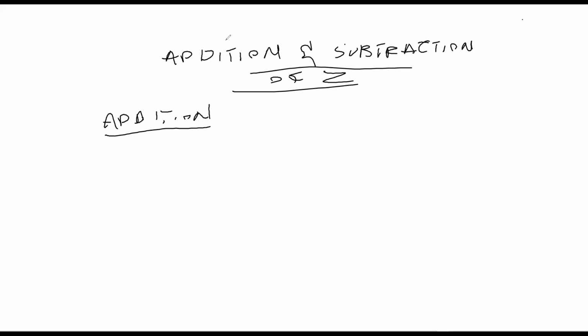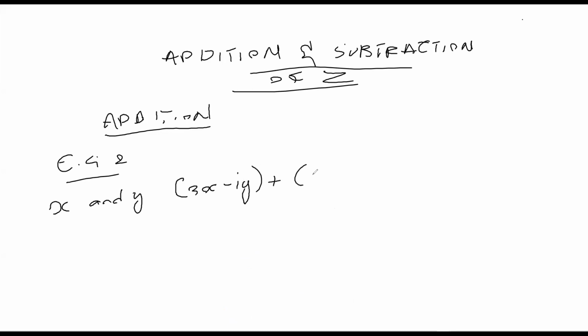So our second example says: find x and y, right? We're being asked to find x and y, okay, such that we have two complex numbers, which are 3x minus iy, okay, plus 2 plus 13i, okay, which is equal to another complex number, which is negative 7 plus 3i.